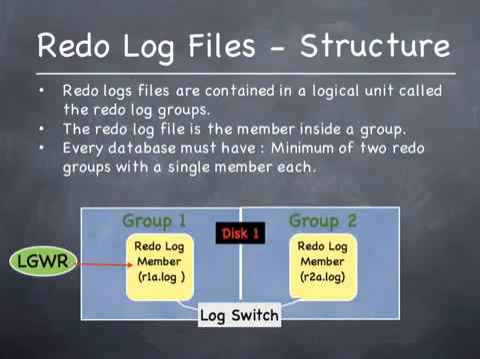The log writer background process transfers the changes that are first recorded in the redo log buffer in memory to the redo log files in disk in a serial manner. It first writes to the first group and then performs an event called a log switch and starts writing to the next group. In the figure, group 1 consists of one member called r1a.log. Group 2 consists of one member called r2a.log. After the log writer finishes writing to r1a.log, it will perform a log switch and then start writing to the member in group 2 called r2a.log. After completing its write to r2a.log, it will return to write into r1a.log, overwriting the previous contents.